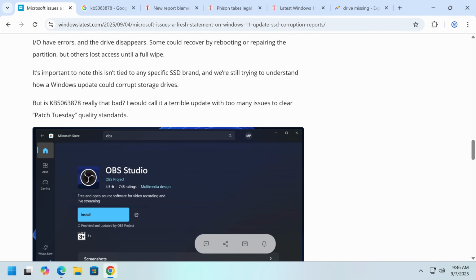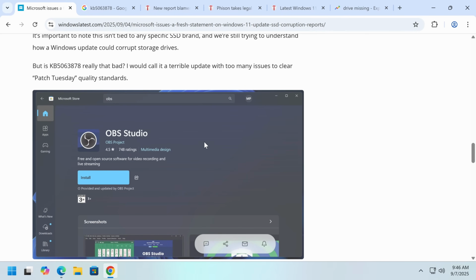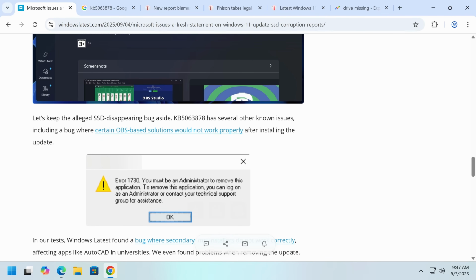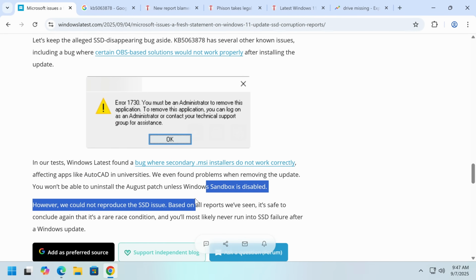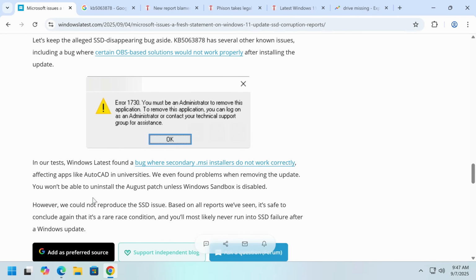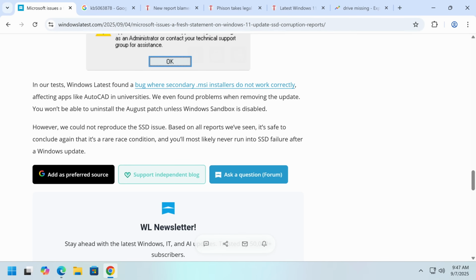Microsoft and software quality just seems to be a perpetual downward spiral. It breaks something with OBS, because I think that was due to a permissions change. Certain .msi installers don't work. And uninstalling it doesn't work unless Windows Sandbox is disabled. Yeah. Here is my personal theory.